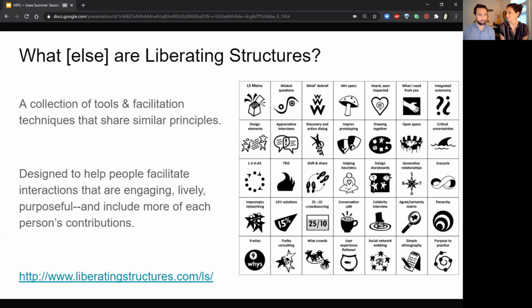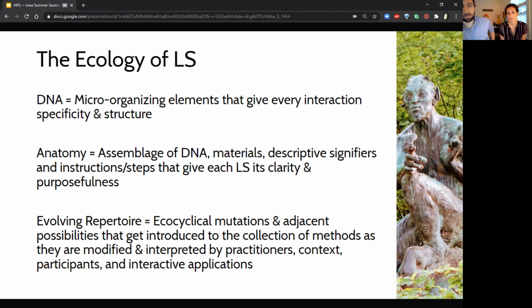I like the idea of an individual interaction. That's engaging, lively, purposeful, and really taps into more of each person's intelligence and creativity and makes more possible. That's the basic. There's lots of other ways to say it, but this is the original repertoire. These are the 33 that Keith and Henry, who we'll talk about in a moment, put together and composed into a palette or repertoire of methods. And now there are many more emerging structures that people often refer to as liberating structures.